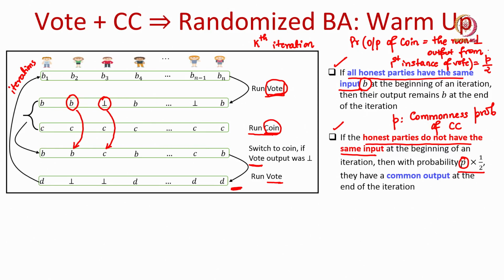because with probability p the output of coin will be random and common for all honest parties, and given that it is random and common for all honest parties, what is the probability that that output is actually the same output b which is obtained from the first invocation of vote? It is 1 over 2. So, overall probability turns out to be p over 2. Okay.